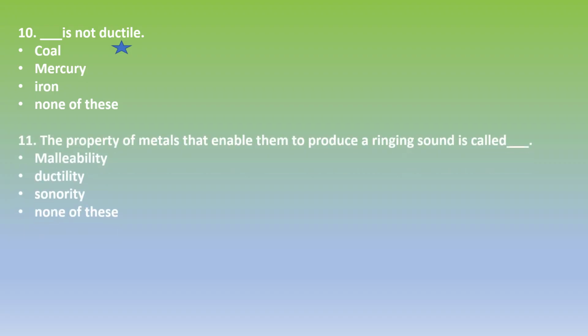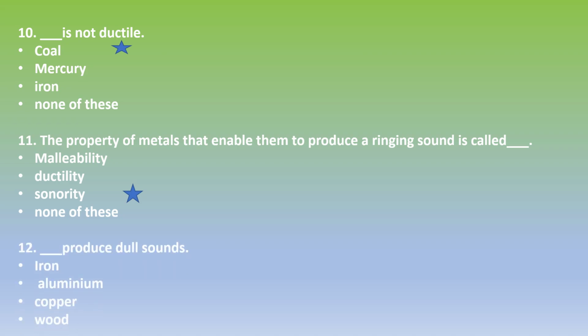Question number 11. The property of metals that enables them to produce a ringing sound is called. So metals possess a property that they produce a ringing sound, and it is called malleability, ductility, sonority, or none of these. So the correct answer here is sonority.